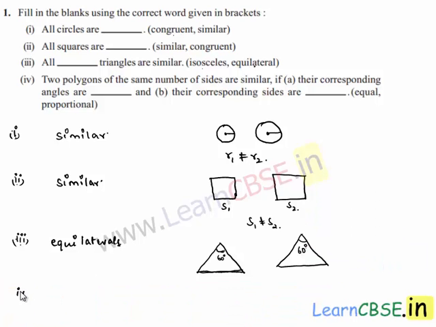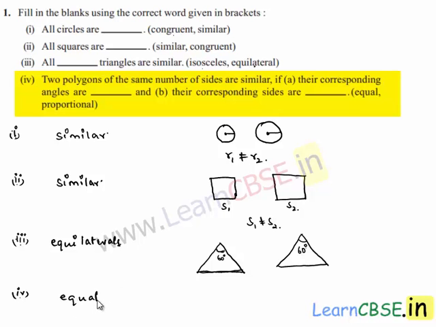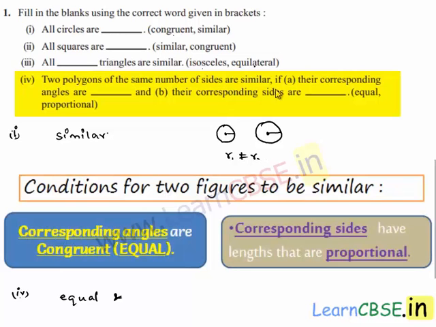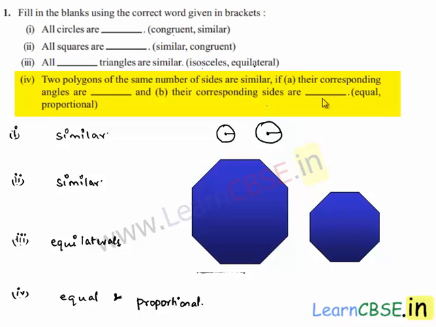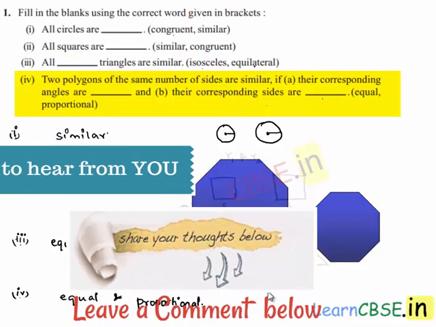Now moving on to the fourth bit. Two polygons of the same number of sides are similar if their corresponding angles are equal and their corresponding sides are proportional. Because if we take that corresponding sides are equal here, then the two figures will be congruent, but we need just the similarity. Similarity means only the shape is constant but the size may not be constant.